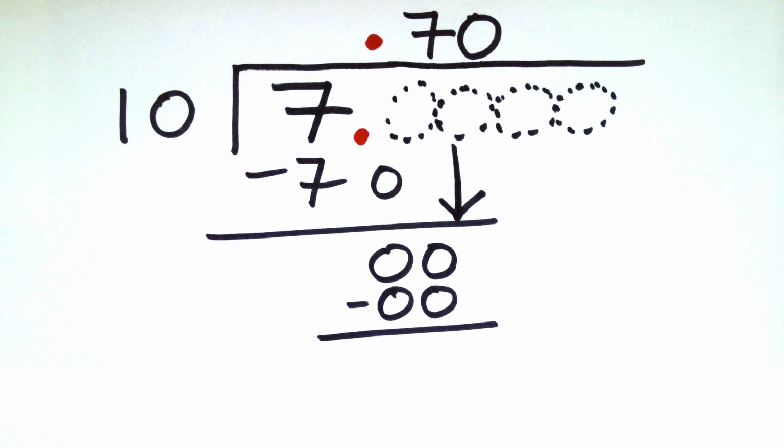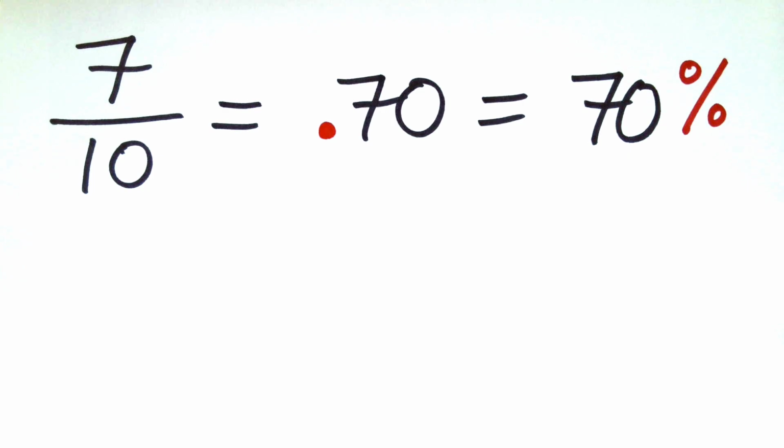Now I'm going to convert that decimal into a percent. All right, so you can see here that 7/10 is equivalent to 0.70 or 70 hundredths as a decimal. You take that decimal, move it 2 places to the right, add your percent symbol, and you get 70%.